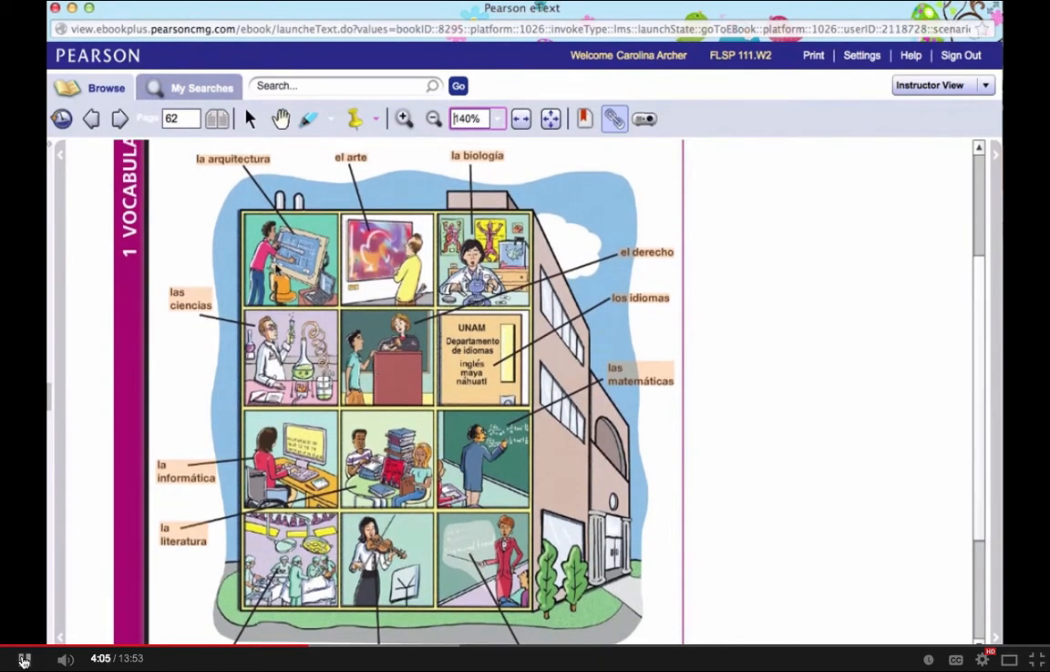La arquitectura, el arte, la biología, and most of these are cognates. El derecho means law school. Los idiomas, foreign languages, and that is another word that ends in MA, and that comes from the Greek language.